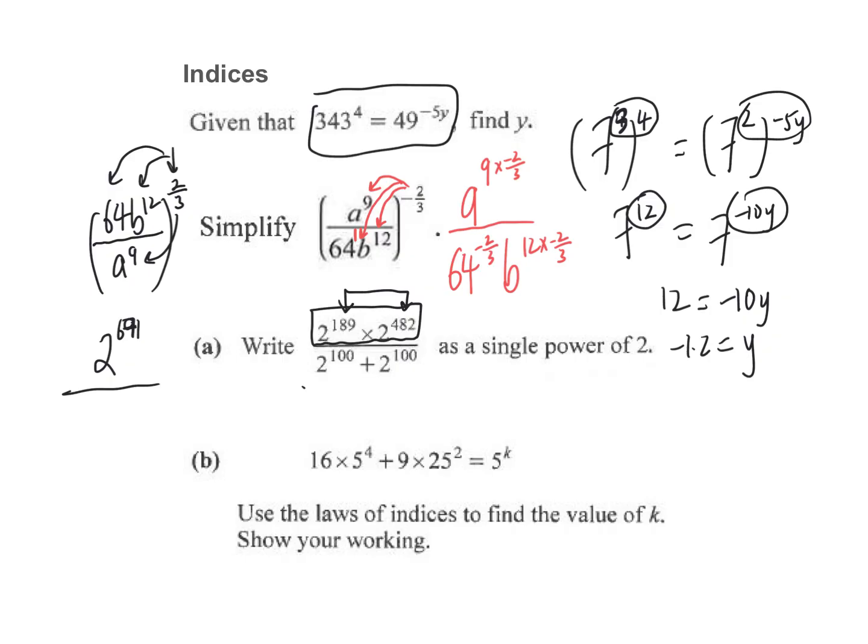Okay, then at the bottom, this kind how? When it's a plus, and it's the same thing, it means I have 2 of this thing. 2 of 2 to the power of 100. So if it's a plus, you don't add up the power. You cannot do that. But you know it's 2 times of this thing. But can you see that this one can change to 101? Then after that, you subtract the power.